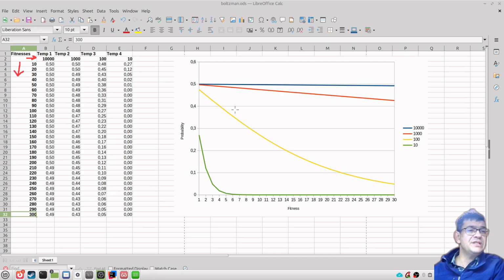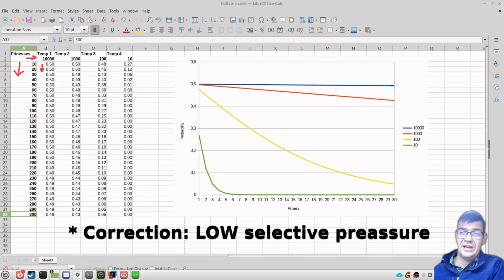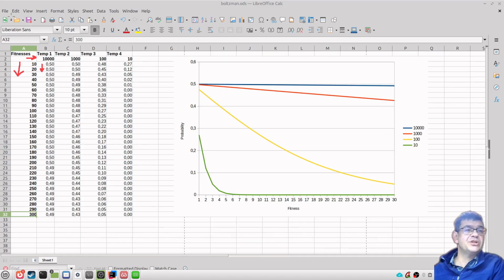And now what you see over here, that's calculated in this column, is the probability of selecting an individual if the temperature is 10,000. And you'll see that they're all very close to 0.5. And this is graphed in this blue line over here. So the probability is extremely similar for all the individuals. So that gives you low selective pressure, and that's, of course, exactly what you want at the start. But now the temperature decreases. So now we are at 1,000.